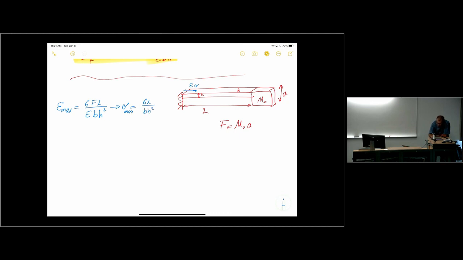And F is M naught A, so there is some M naught here that I can calculate from the dimensions of the proof mass and the density of the material. And A is the acceleration applied to this device. So that's the stress at the base.